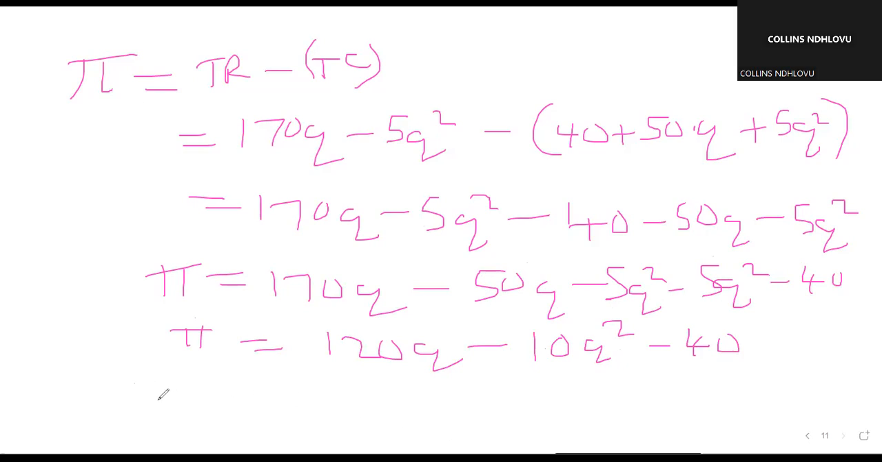So to maximize profit, we first differentiate it. The pi stands for profit over the Q. This is called the marginal profit. So 120Q, we get 120. 10Q squared, we get 20Q. What happens to the 40? It drops because it is a what? Constant.